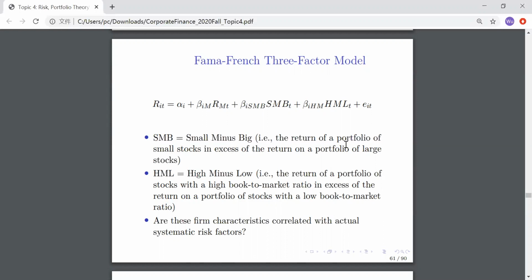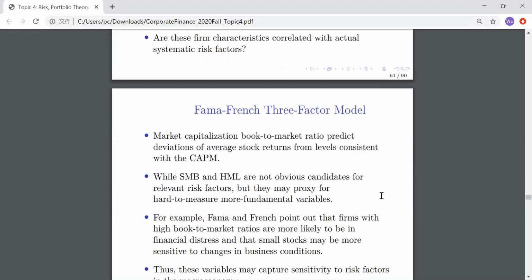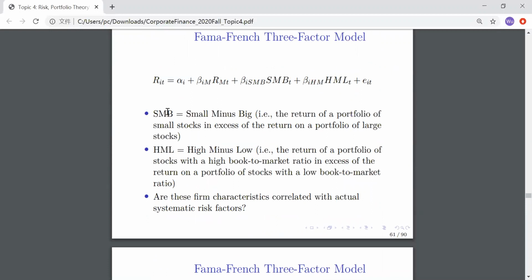And also HML, high minus low. That is the return on a portfolio of stocks with a high book to market ratio in excess of a portfolio of stocks with a low book to market ratio. Of course they have justified this, but the question is whether these firm characteristics are correlated with actual systematic risk factors. The answer is yes. What they find is that small firms perform better than big firms. That's why there is an excess return for the SMB portfolio, meaning that you do have a factor risk premium associated with this factor. You also have a factor risk premium for the HML portfolio.